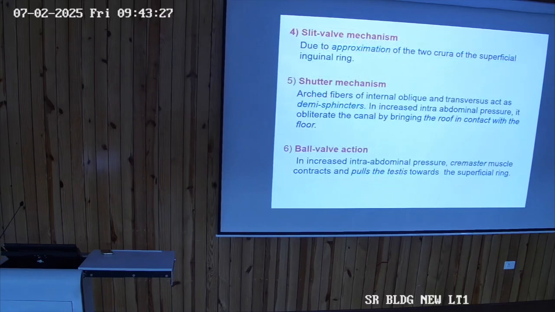There is one slit valve mechanism. What is slit valve? Due to approximation of two crura of the superficial inguinal ring. So it is known as slit valve mechanism. There is one shutter mechanism also. This shutter mechanism is because of the arched fibers of the internal oblique and transversus abdominis. वो anterior wall में भी है, फिर roof में भी जा रहे हैं. So these arched fibers, so roof comes in contact with the floor. They act as the demi-sphincters.